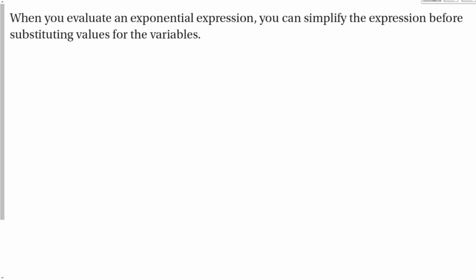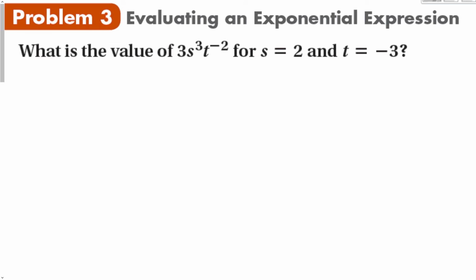When we evaluate an exponential expression, you can simplify the expression before substituting the values for the variables. This usually makes it easier. Simplify the expression first and then plug some stuff in. So what is the value of 3s^3 t^-2 for s equal to 2 and t equal to negative 3?